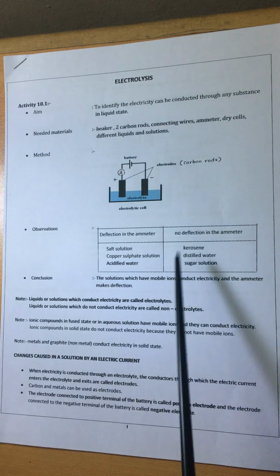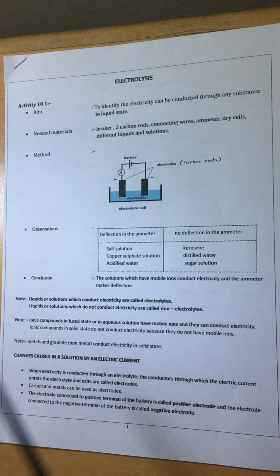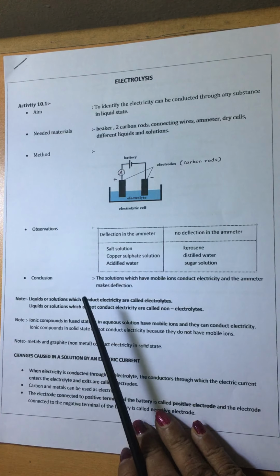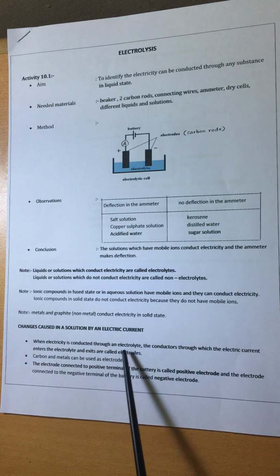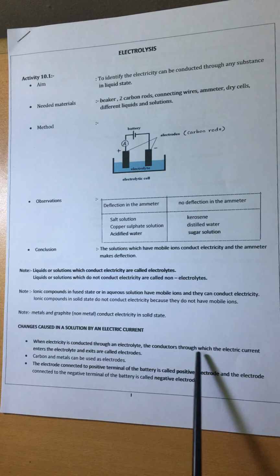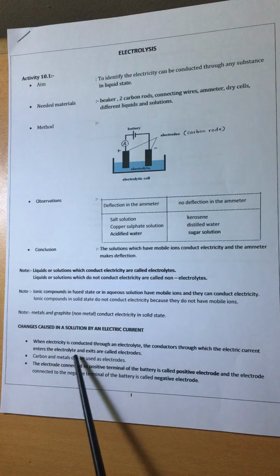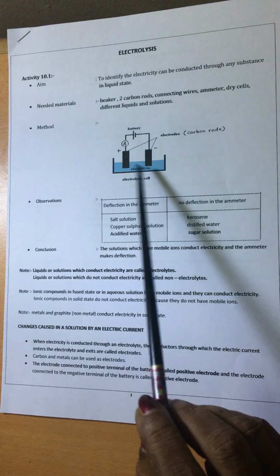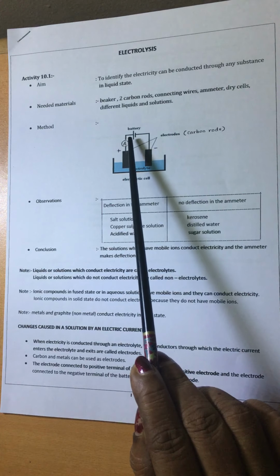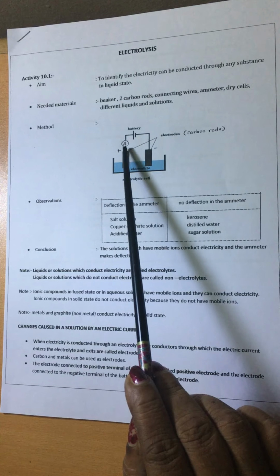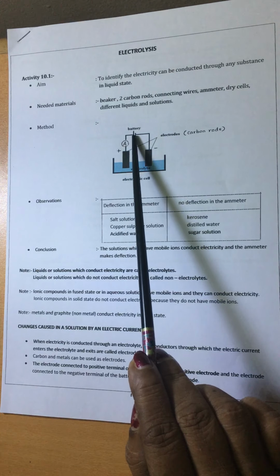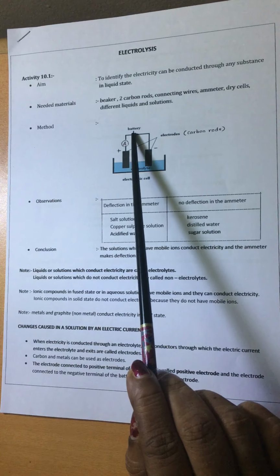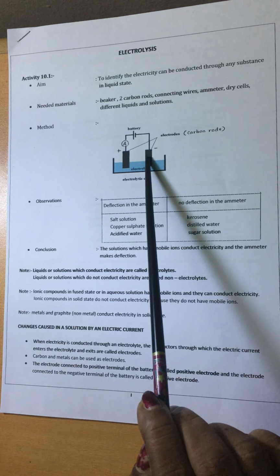So this is the experiment to identify the electrolytes and non-electrolytes. So here are the changes caused in a solution, right? Now look here. When electricity is conducted through an electrolyte, the conductors through which the electric current enters the electrolyte and exits are called electrodes. In which direction does the current flow? Plus to minus. Always the current flows plus to minus. So here the current enters, and here it exits.